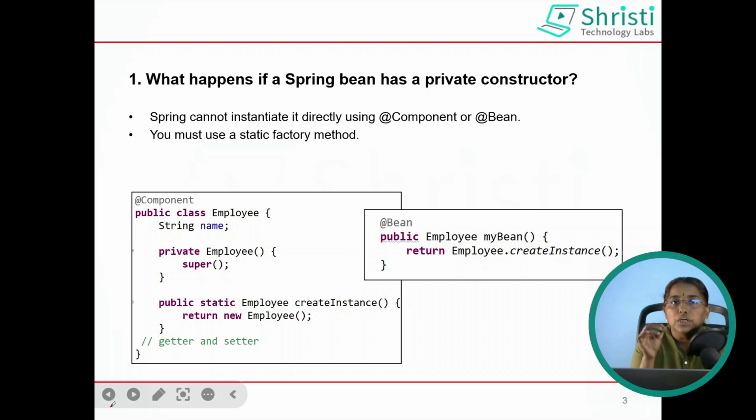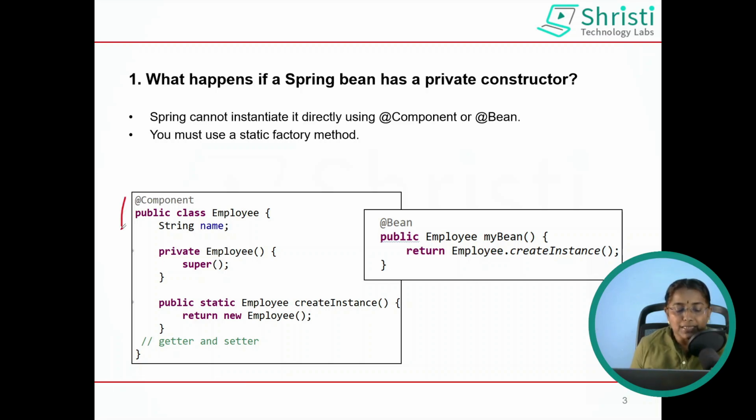You all know, if a class is annotated with @Component, the IOC container will automatically create an object for that class. But if a class has a private constructor, the IOC container will not create an object for that class. In this scenario, it is mandatory that you have a static method which returns an object of the class. I have given an example over here.